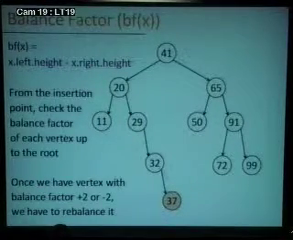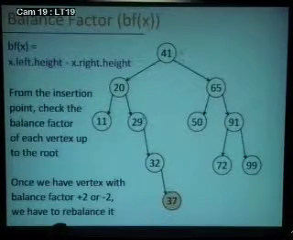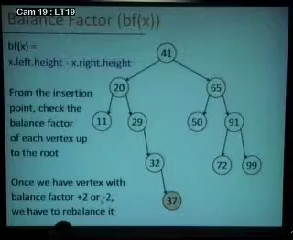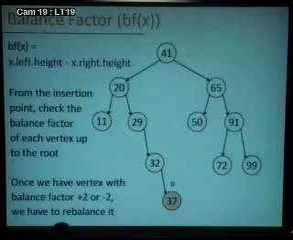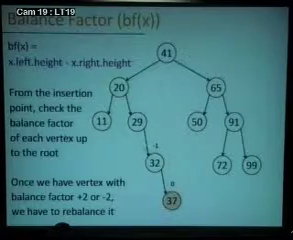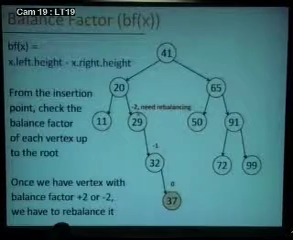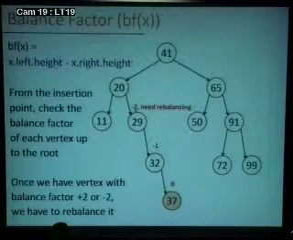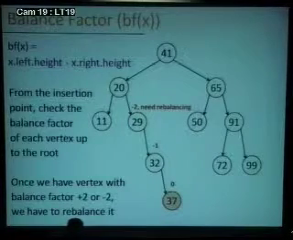Once you do insertion, you check the balance factor from the insertion point upwards to the root. Once we hit a +2 or -2, we do something with it. So we just inserted 37, right? What's the balance factor of 37? Empty minus empty, 0. What's the balance factor of 32? Empty minus 1, minus 1. What's the balance factor of 29? Empty minus 2, minus 2. So there is a -2 here. As soon as you hit a -2 or a +2, you will need a rebalancing action.